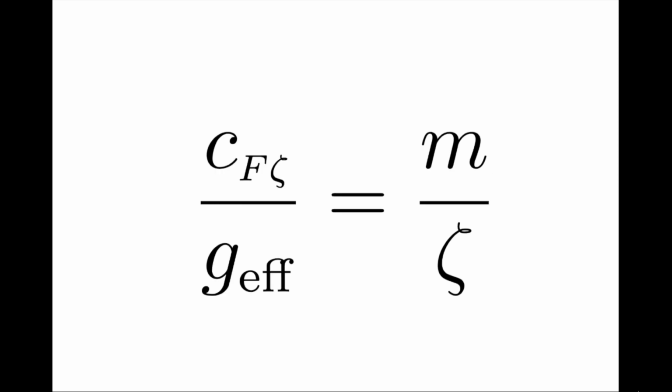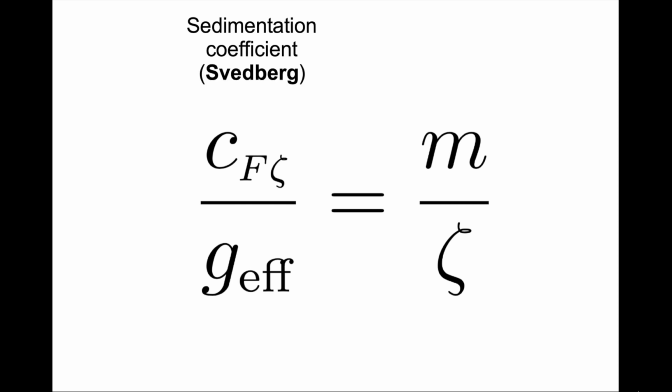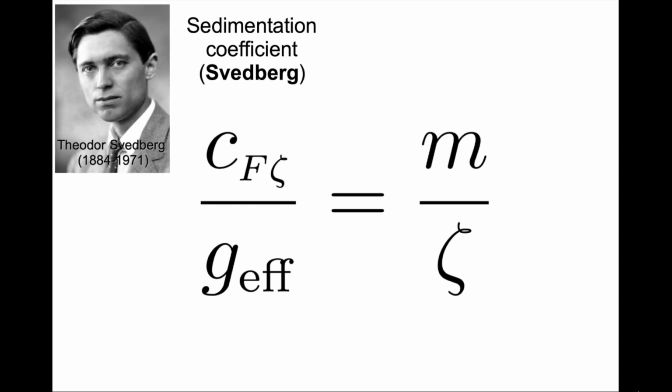On the left, the sedimentation speed is divided by the effective acceleration, and this term is sometimes called the sedimentation coefficient, measured in Svedberg, after Theodor Svedberg, the Swedish chemist who got a Nobel Prize for his study of colloids and proteins and the development of the ultracentrifuge. Knowing the effective acceleration and measuring the sedimentation speed allows to separate objects based on their mass and friction.